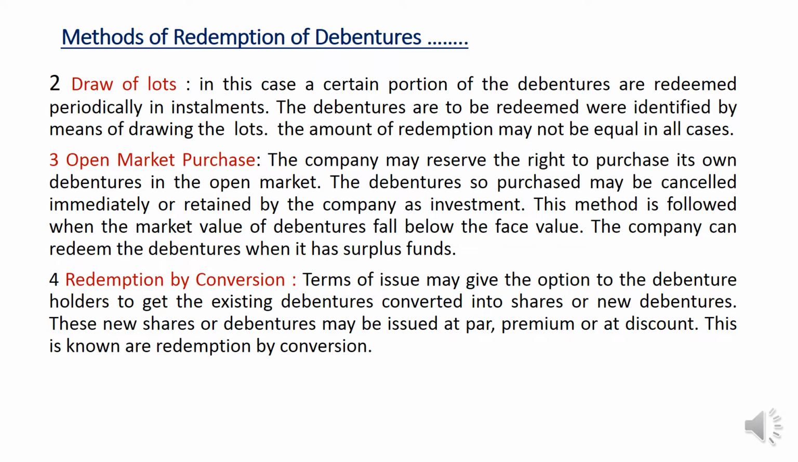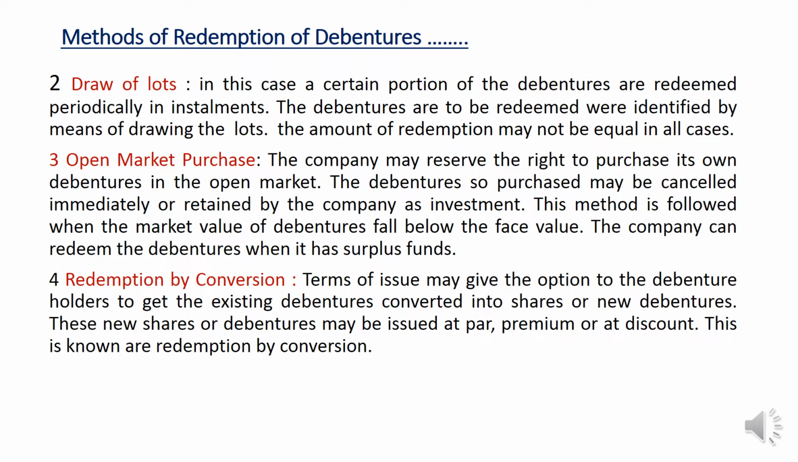That means the debentures of the company are available in the open market. The company can purchase its own debentures from the open market. These purchased debentures can be cancelled by the company or kept by the company as an investment. That means the company can purchase these debentures and use them for cancellation, or keep them as an asset of the company.